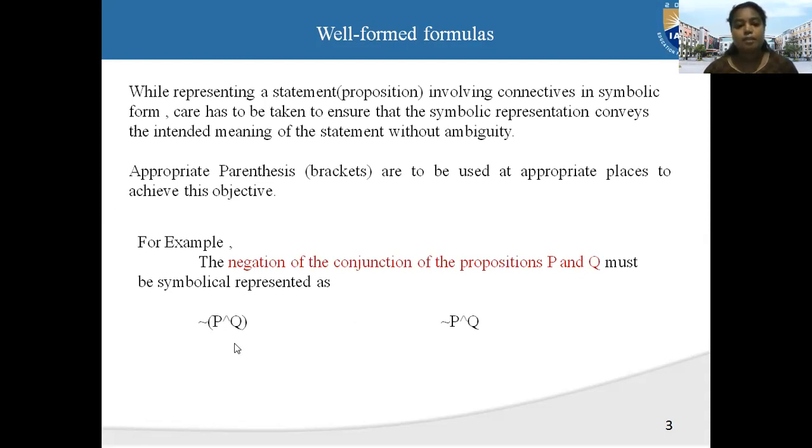So what is the interpretation of this given statement? P and Q is one statement. You have to apply negation for the entire compound proposition, like negation of (P and Q). For the next statement, you have to observe that negation P and Q means you apply negation for P only, and then this is combined with Q. This is the meaning of negation P and Q here.